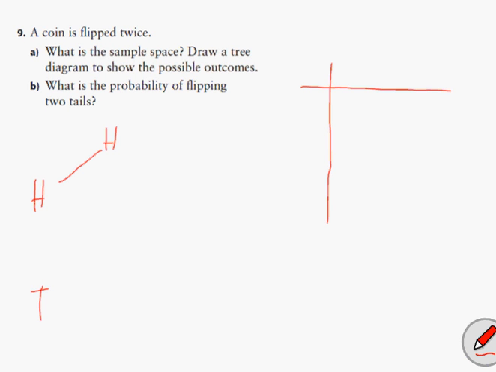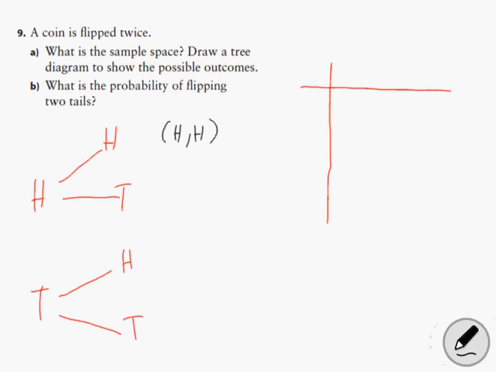Our possibility for heads, heads is one combination. Another possibility would be heads on the first, tails on the second. A third possibility is tails on the first coin and heads on the second, and tails on the first coin and tails on the second. So at the end of each branch, if I take a different marker here, one possibility is heads, heads. One possibility is heads, tails. One possibility is tails and then heads, and the final possibility is tails, tails.